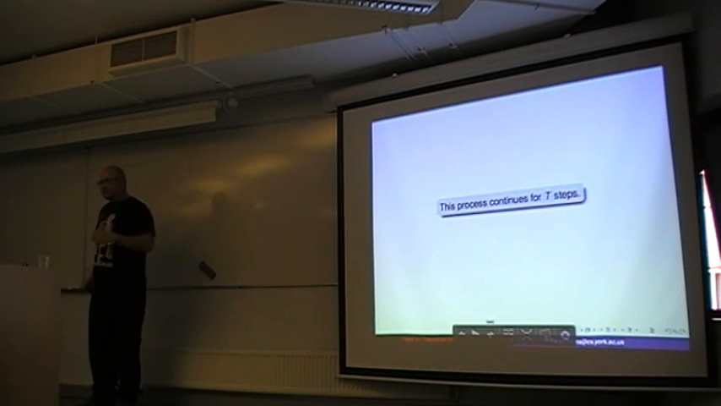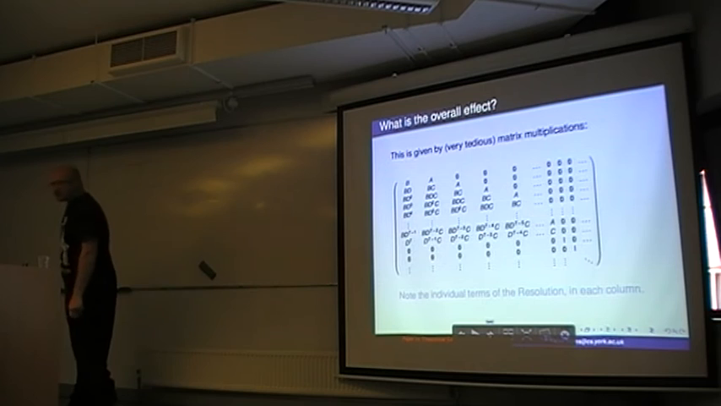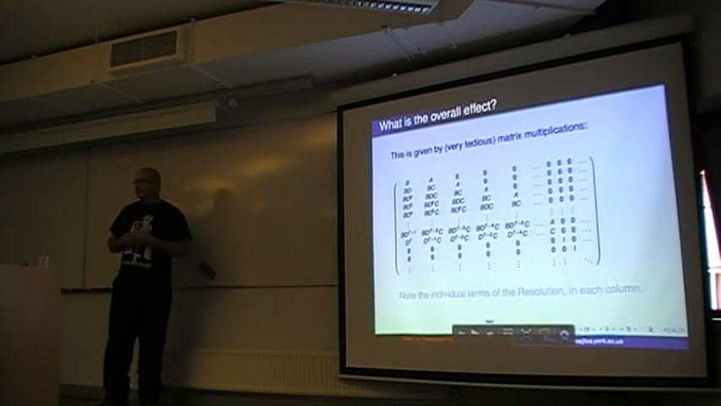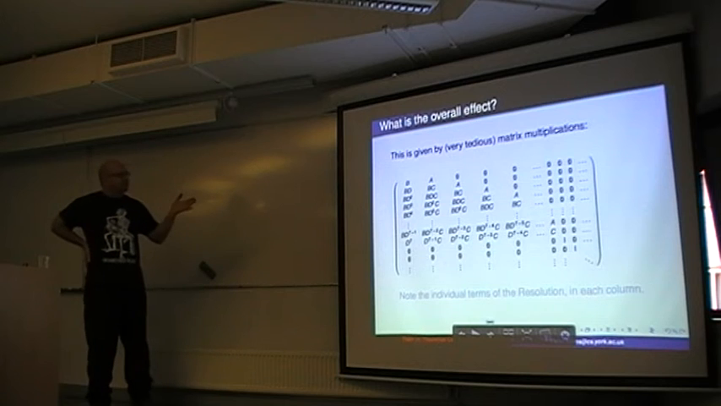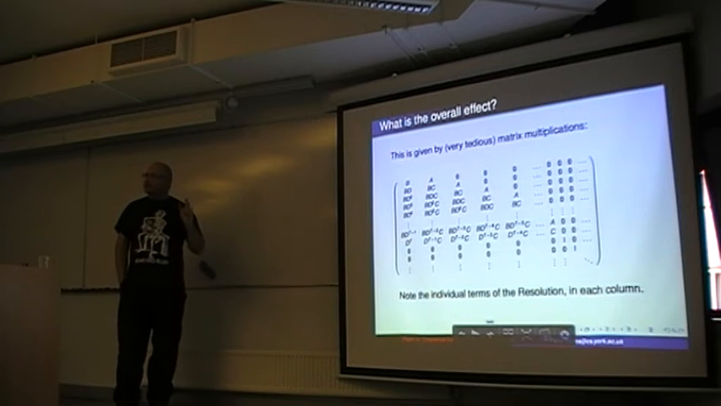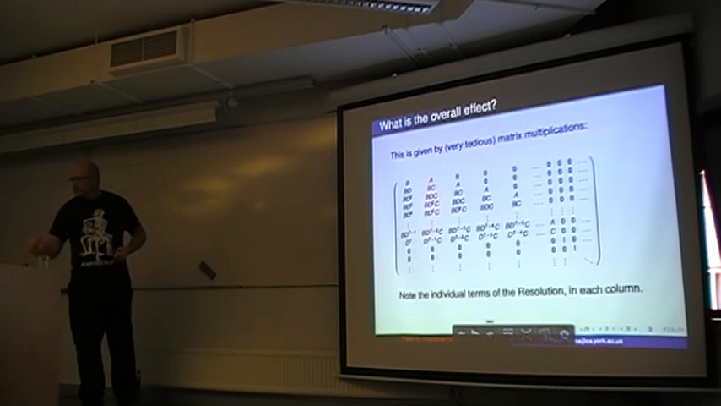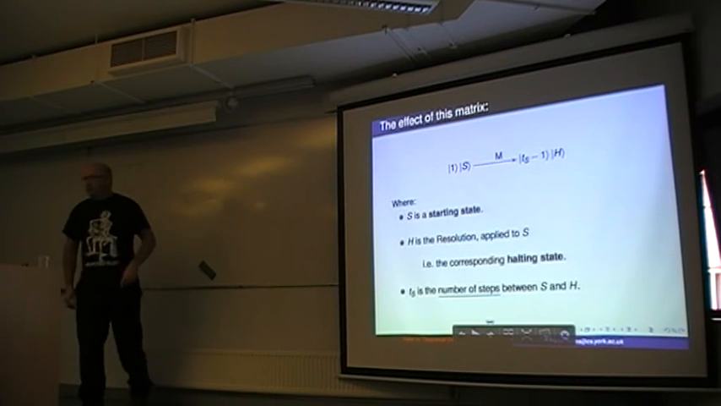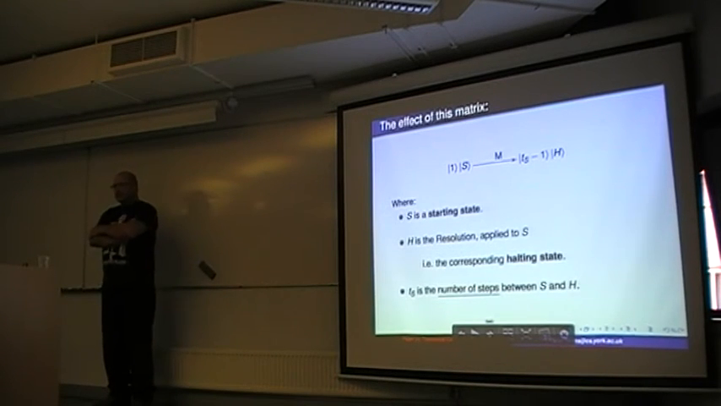Now we keep doing this process, and what do we get? Well, this is where I say if you want to do the calculations, feel free, and it's easier through the category theory. What we get is this matrix. The important thing to notice about this matrix is that formula that I called the resolution. You're going to notice the individual terms of that building up in the columns. So, what's the effect of this matrix practically? We've got our starting state, it's mapped to a halting state, and we've got our ancilla, and our ancilla is telling us the number of steps that the computation takes.